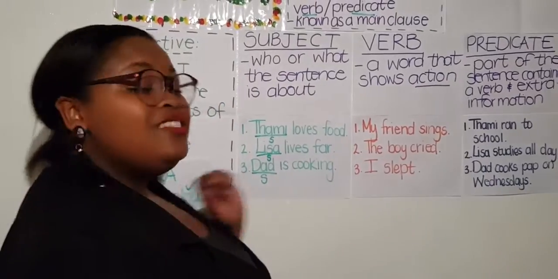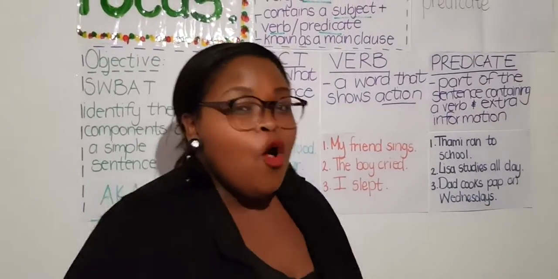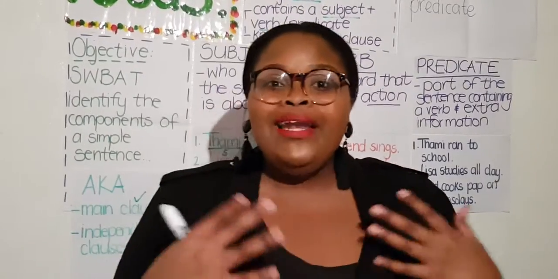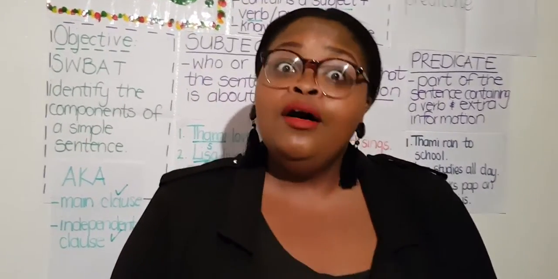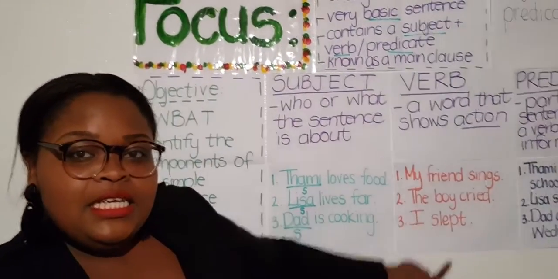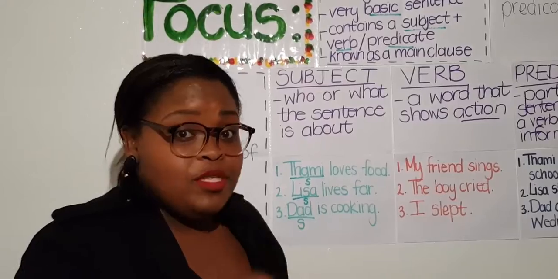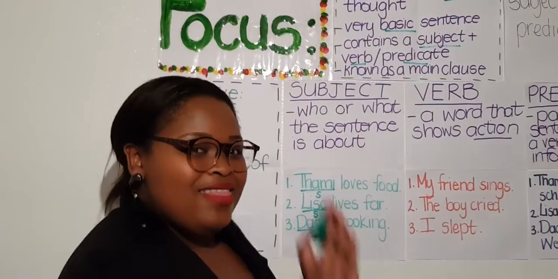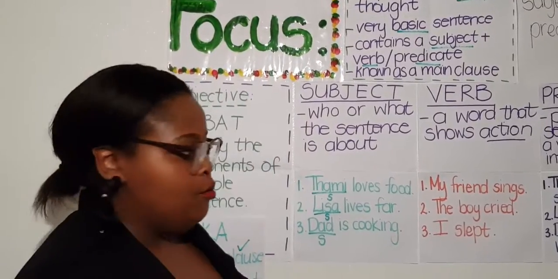Now, to identify a verb, you need to ask yourself, what is my subject doing? Okay, or what action is my subject performing? Let's see. We are going to read these sentences and identify the verbs. But now that we can also identify subjects, we will identify the subject plus the verb.